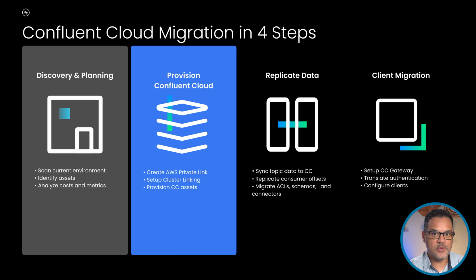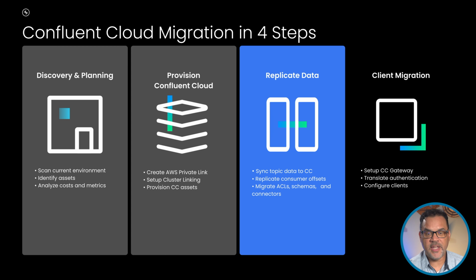Next, we provision the new Confluent Cloud infrastructure, and in this step, KCP generates Terraform configurations for your new CC environment. This includes networking bits like AWS Private Link, VPC peering, and Transit Gateway, along with Kafka cluster linking. This sets the stage for data migration. With our infrastructure in place, we can replicate topic data over cluster linking and migrate ACLs, schemas, and connectors using KCP-generated Terraform code paired with other migration utilities.